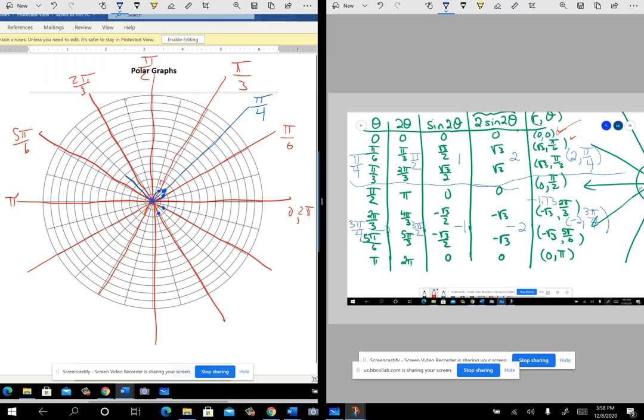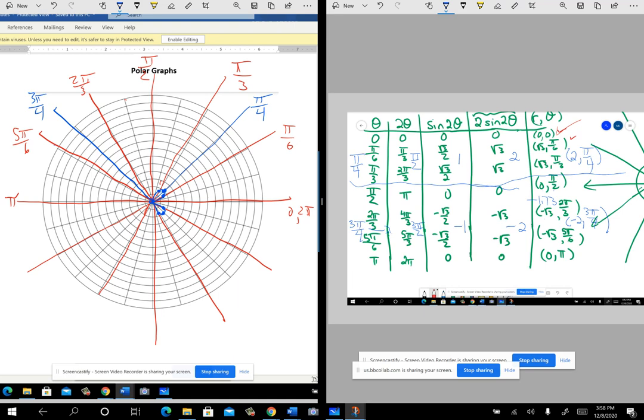Okay, this is the 3 pi over 4 line right here. So instead of being on that terminal side, because of the r value being negative, I'm going to back up 2 units and be right here. So that gives you a second petal. Okay, and then you should be able to finish it from there.